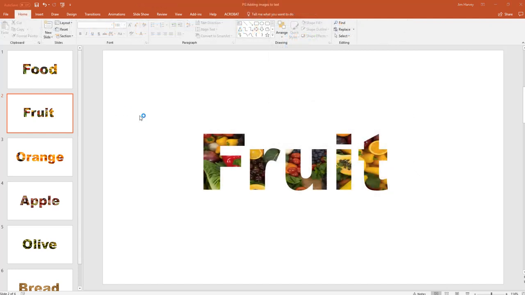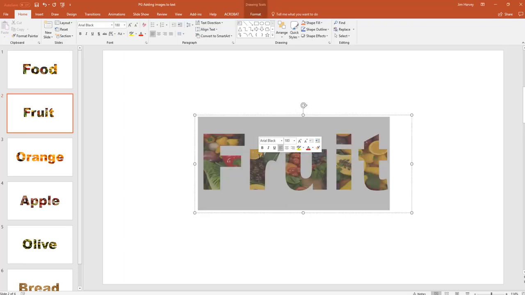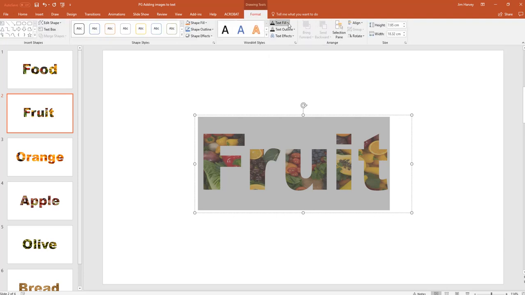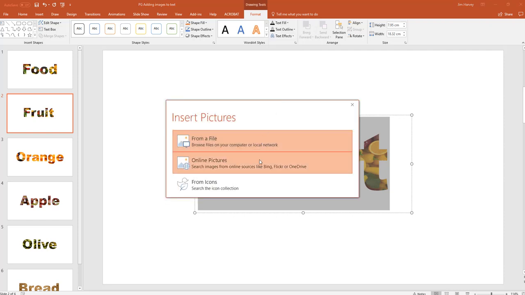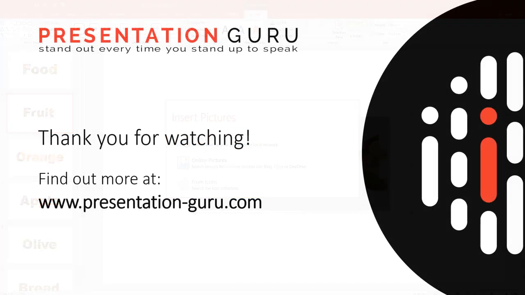So to summarize, add your text, go to Format, Text Fill, Picture, choose which type of picture you want, and PowerPoint does the rest.